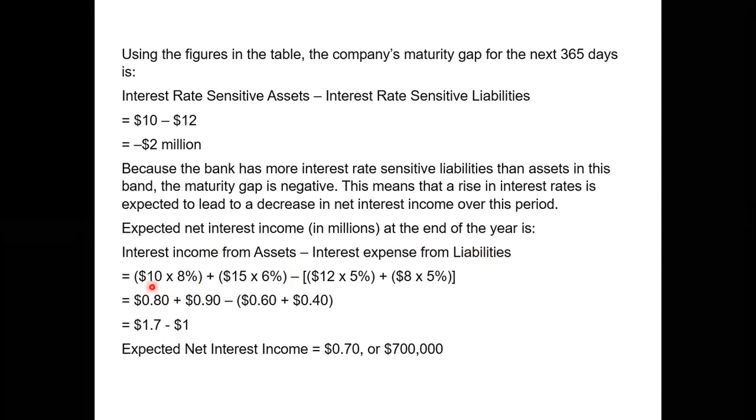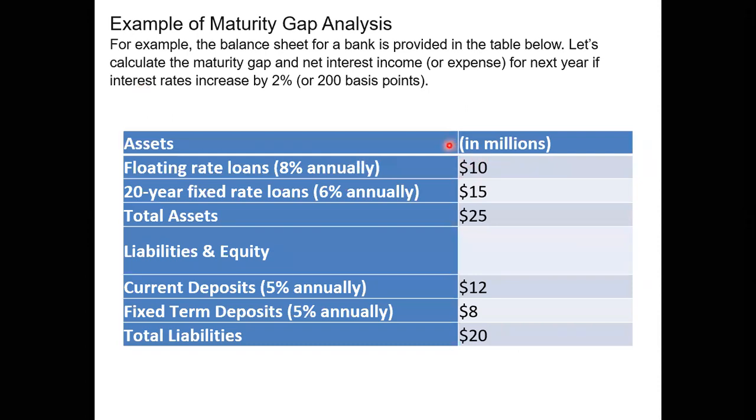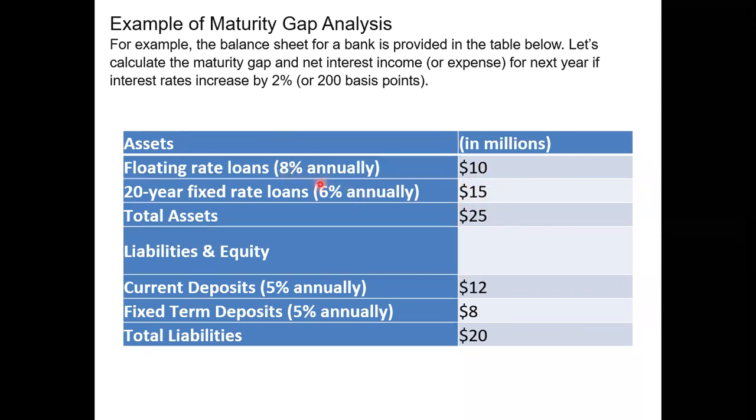Now we'll calculate. Here the interest rate is 8%, and for this 15 million, the interest rate is 6%. The liabilities for the deposits should pay 5% interest rate. For the long term deposit, the bank should pay 5%.